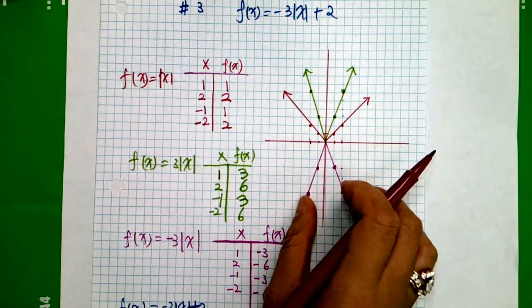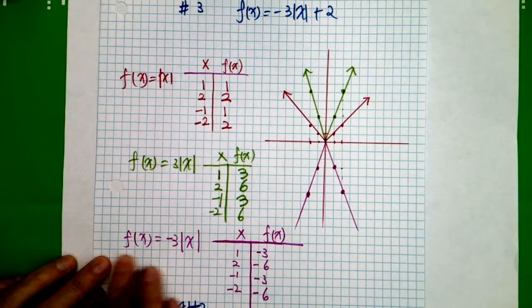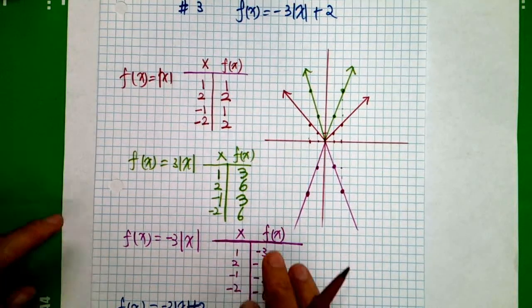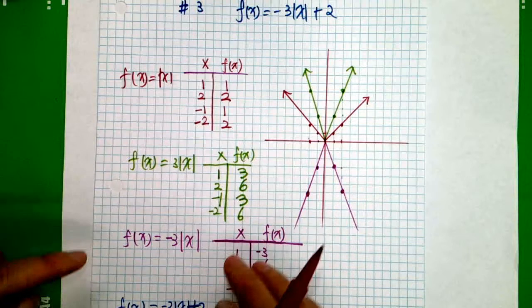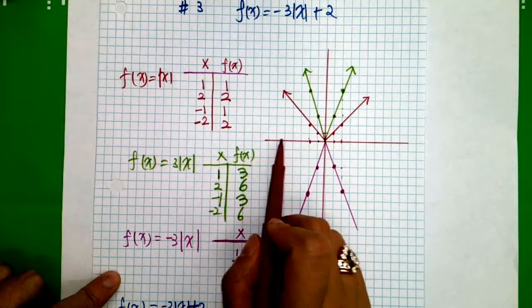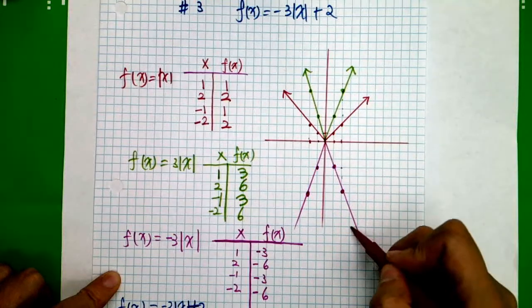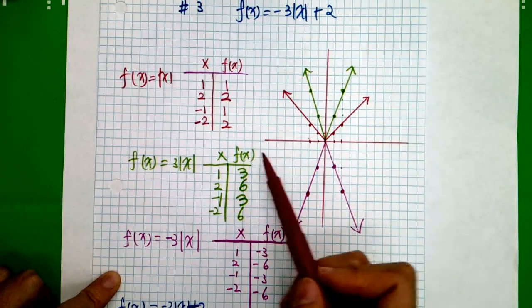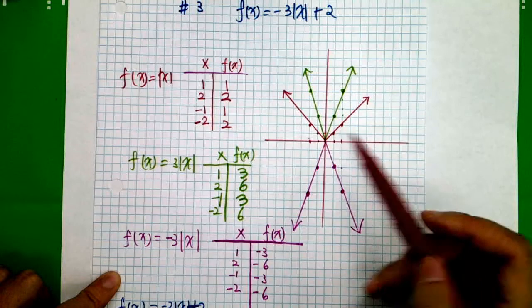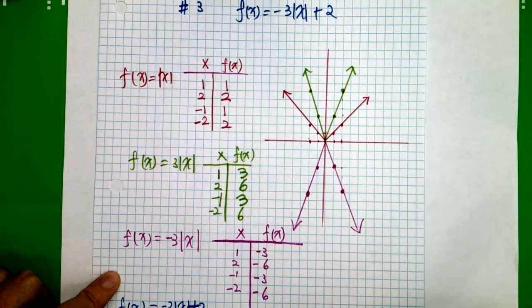So our purple one is this equation. It is the green one reflected over the x-axis. Okay, if you can see the green, you see the purple, they are mirror copy functions. The line of symmetry will be the x-axis.